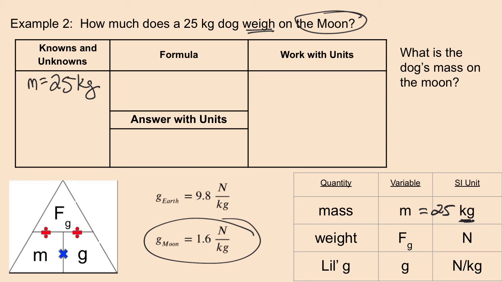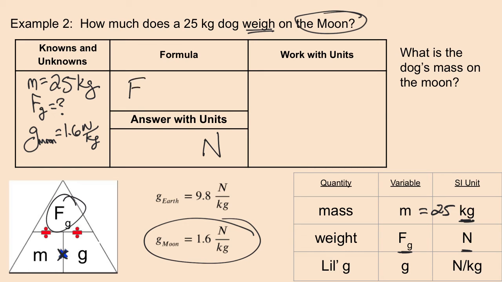So Fg is question mark. And when I look down here at Fg, I can see my answer is going to be in newtons. So there it is. And my g here is going to be on the moon. So 1.6 newtons per kilogram. We're looking for Fg. So we get m times g. So F sub g is m times g.